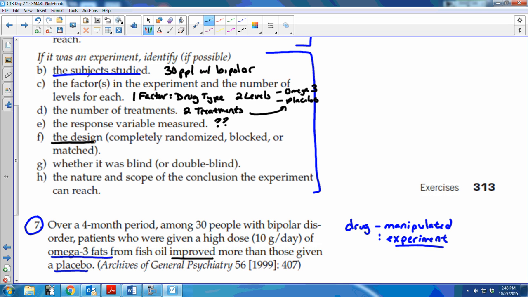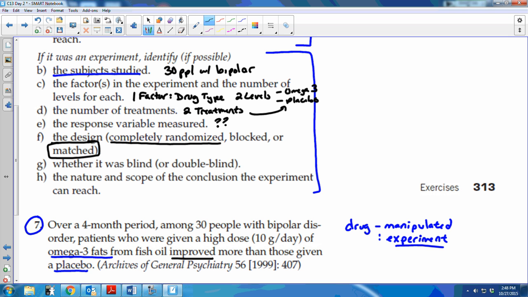The design: completely randomized, blocked, or matched. And we'll talk about matched in just a second. But right now we've got completely randomized or blocked. It would only be blocked if there were groups, and it doesn't seem that there were any groups. So it's just a completely randomized experiment.